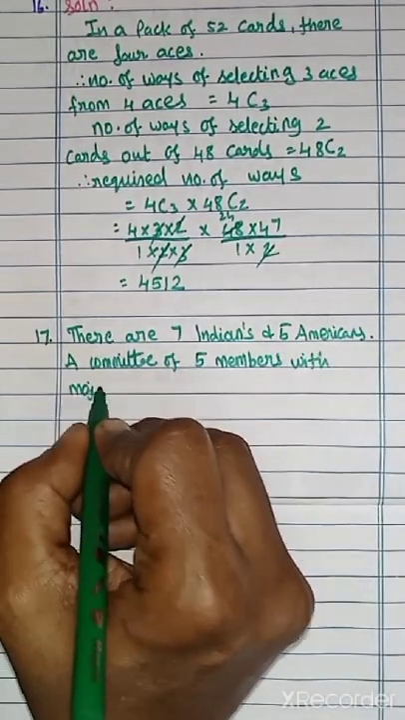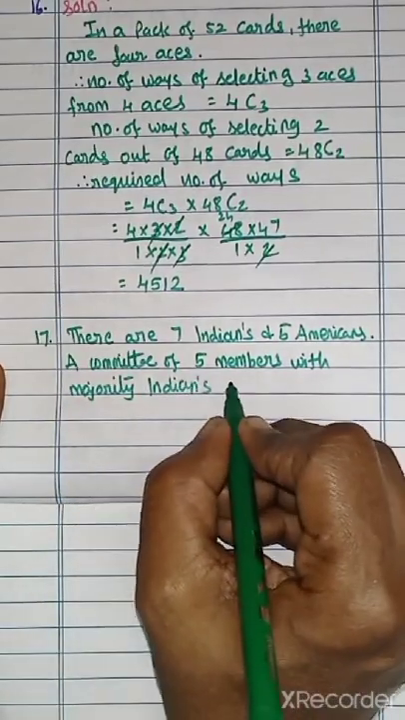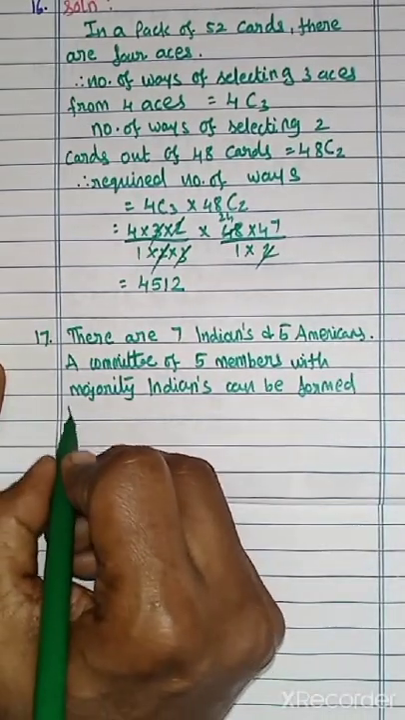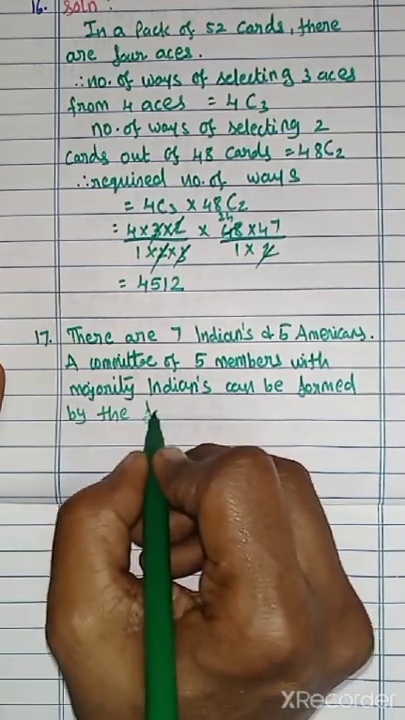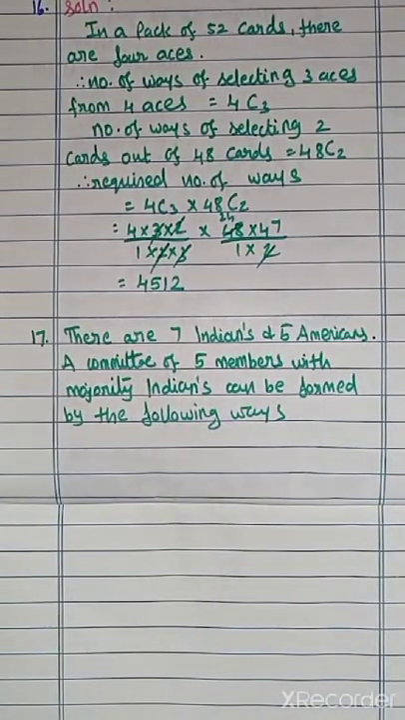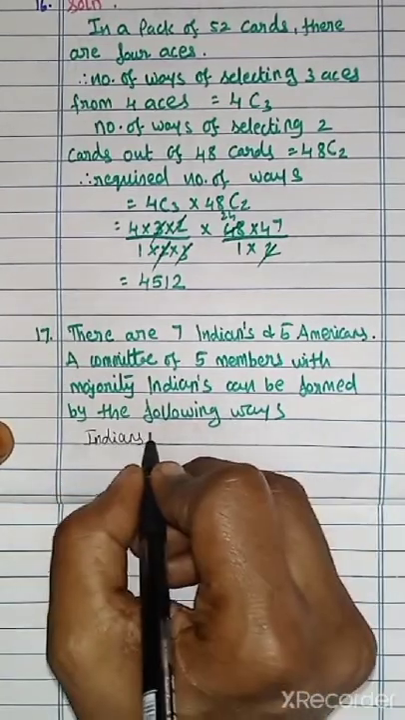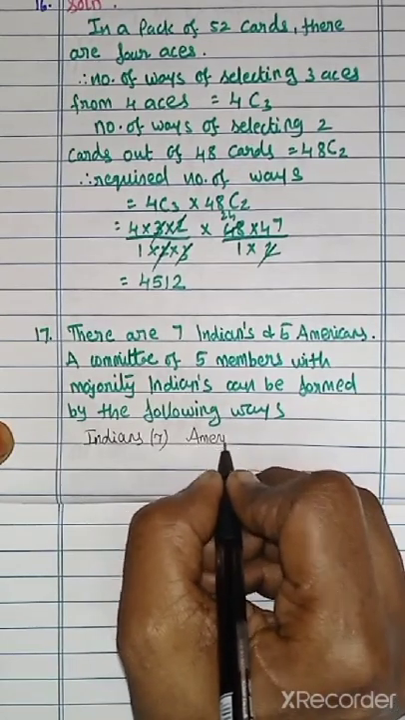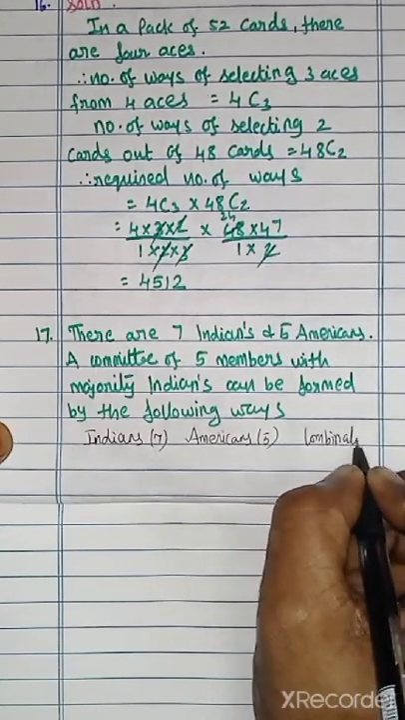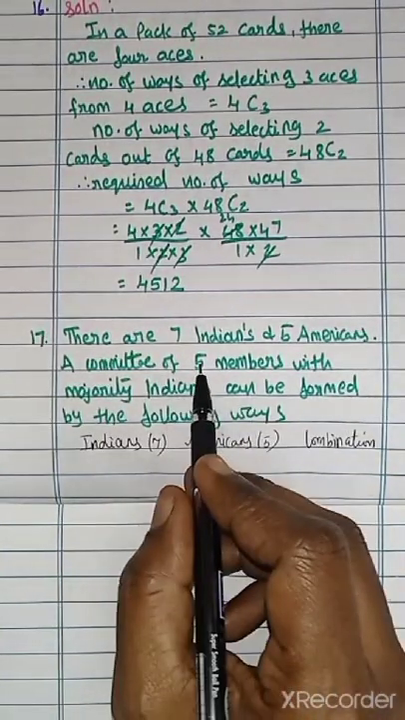with majority Indians can be. Okay, what is the majority? Indians. Majority Indians can be formed by the following ways. Okay, now look at here. Indians, how many? 7. Americans, how many are there? 5. Last will be a combination. Now, what condition is given? That Indians always should be majority. So total how many people we have to select? 5 people.